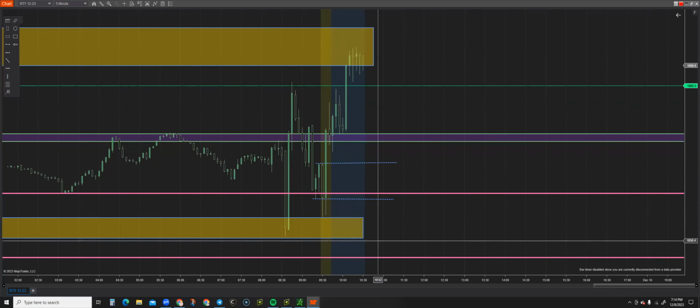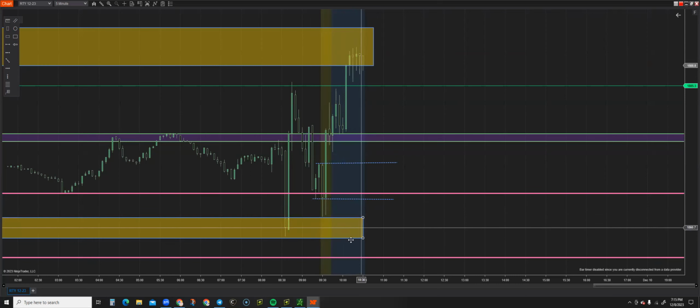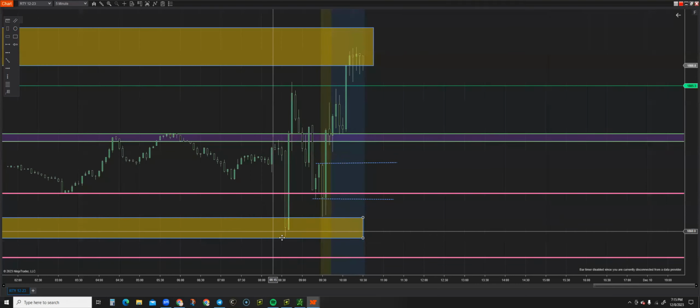You said it's holding from the 15-minute chart, right? Yep, that box is my 15-minute demand zone.